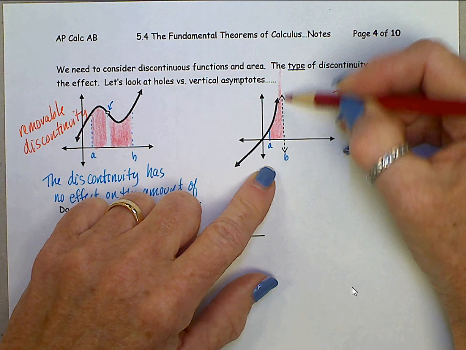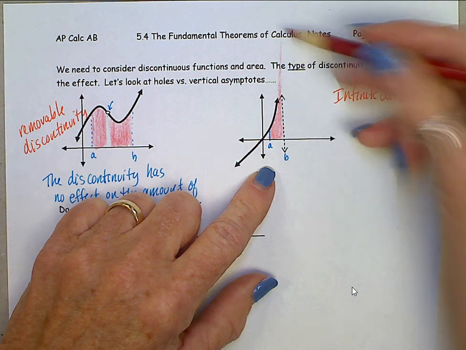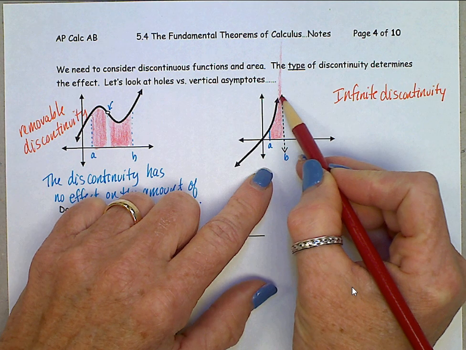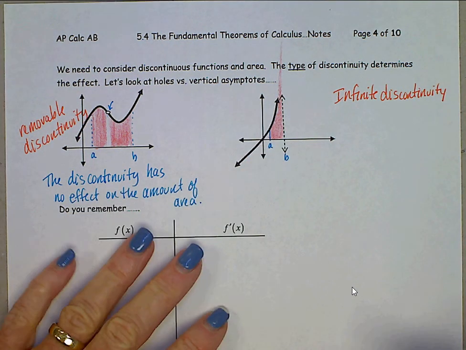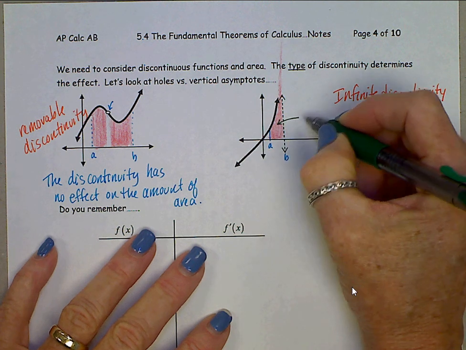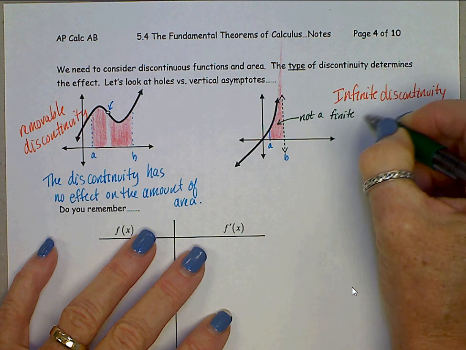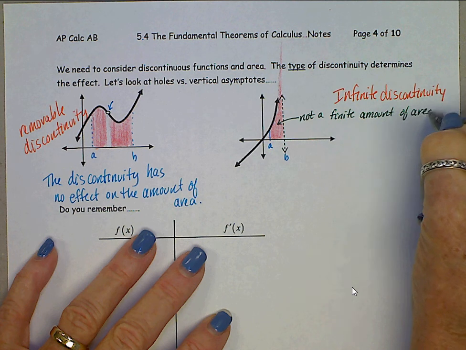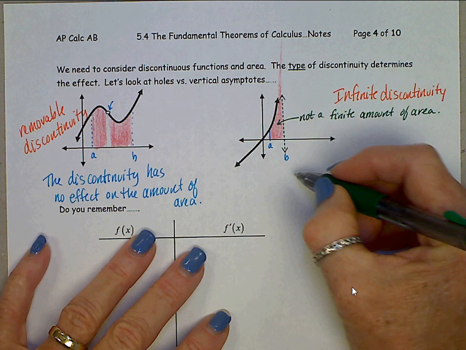This function is getting closer and closer and closer to that vertical asymptote, but it never reaches it. And no matter where we stop before, we can always measure a distance between that function and that vertical asymptote. So the amount of area in here is not finite. So infinite discontinuities do affect the amount of area in here.